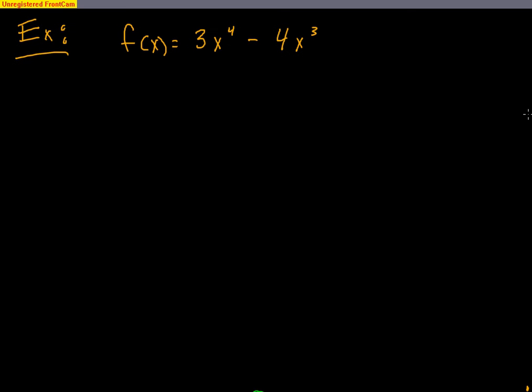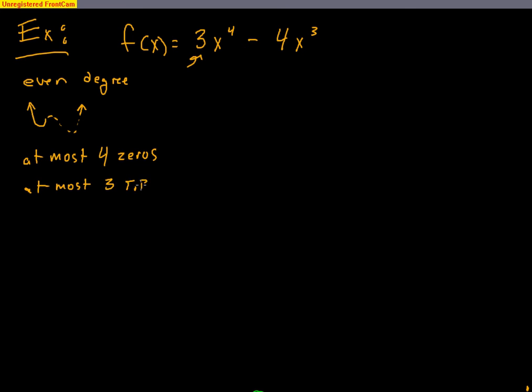Okay, here's another one. Let's talk about this one right here: 3x to the fourth minus 4x cubed. All right, let's first talk about the fact that this is another even degree, and with a positive leading coefficient, that means that both ends are going to go up. Something's going to happen in between, but both ends are going to go up. Let's see here. I have at most 4 zeros. Because of my degree, I have at most 3 turning points. Okay, and let's talk about end behavior.